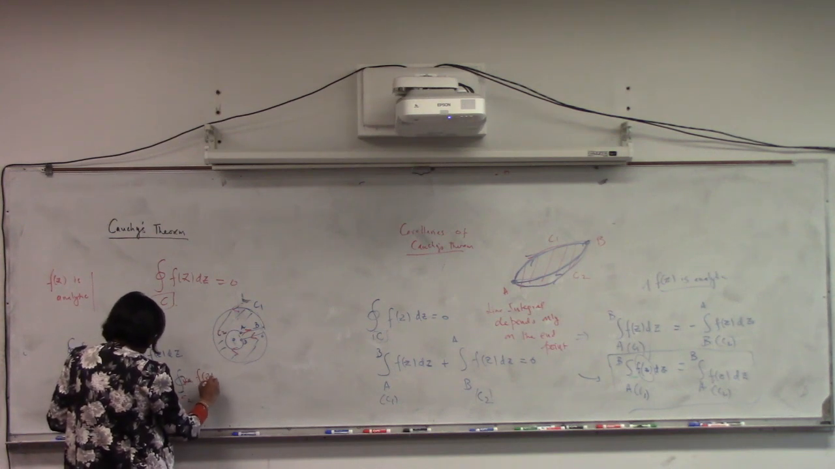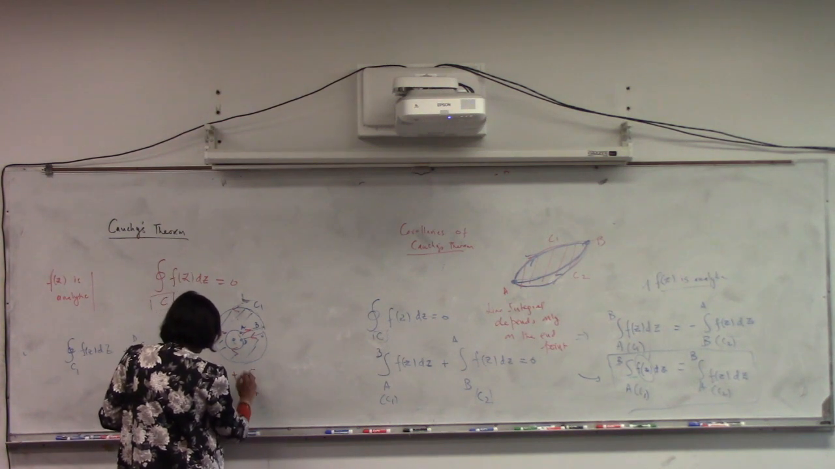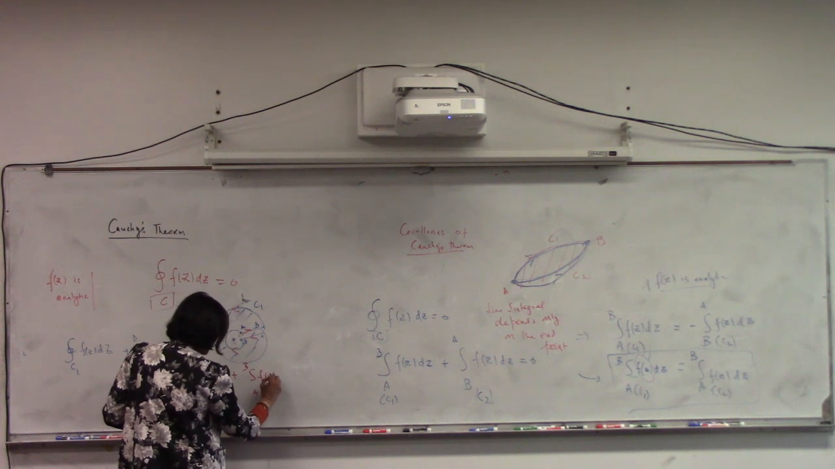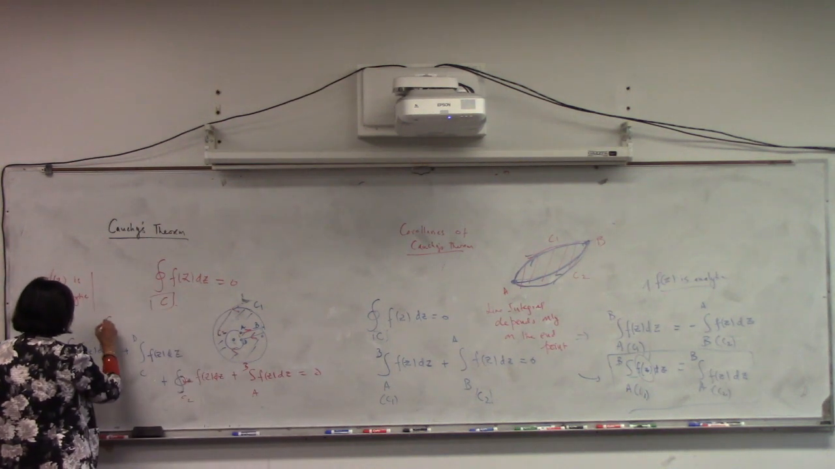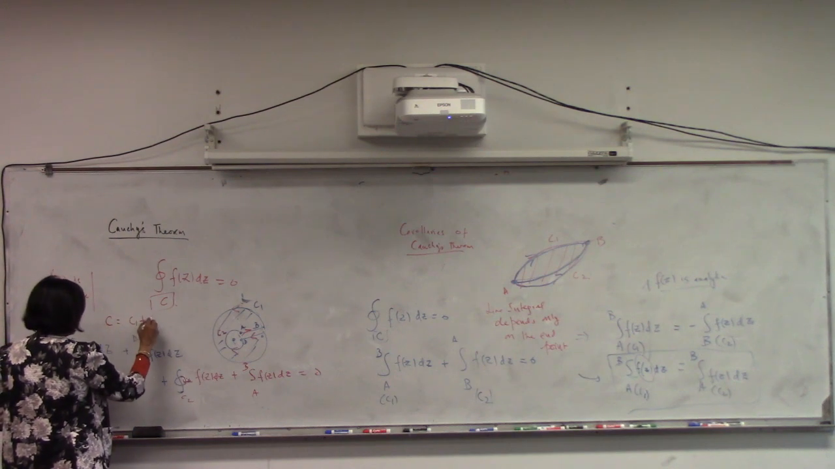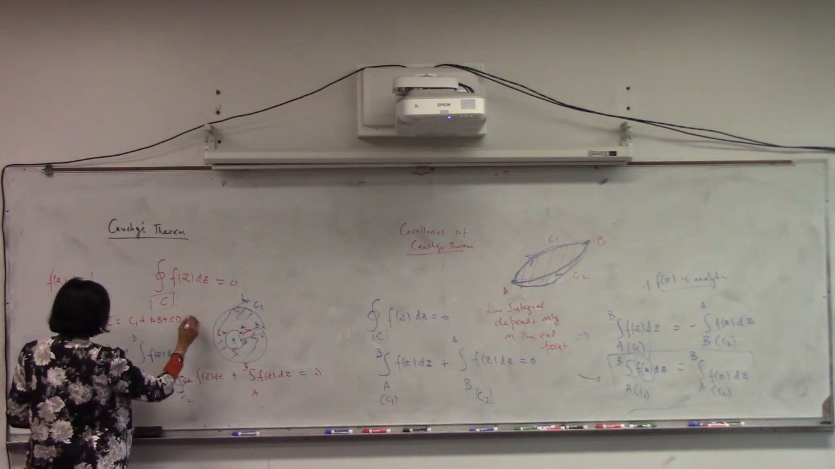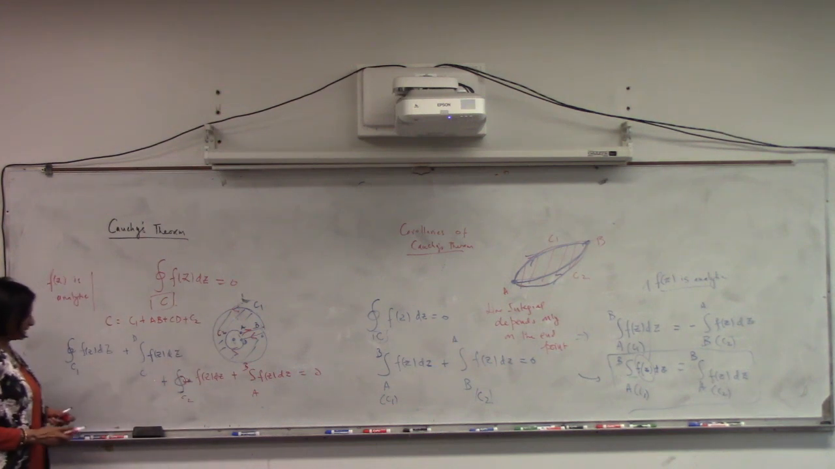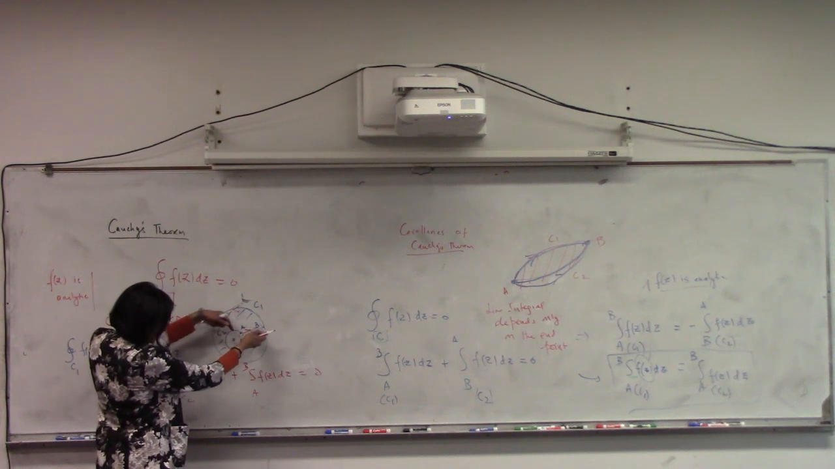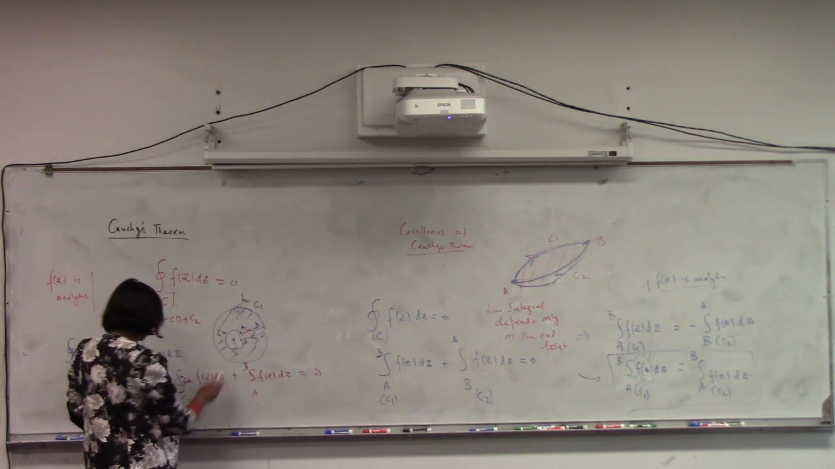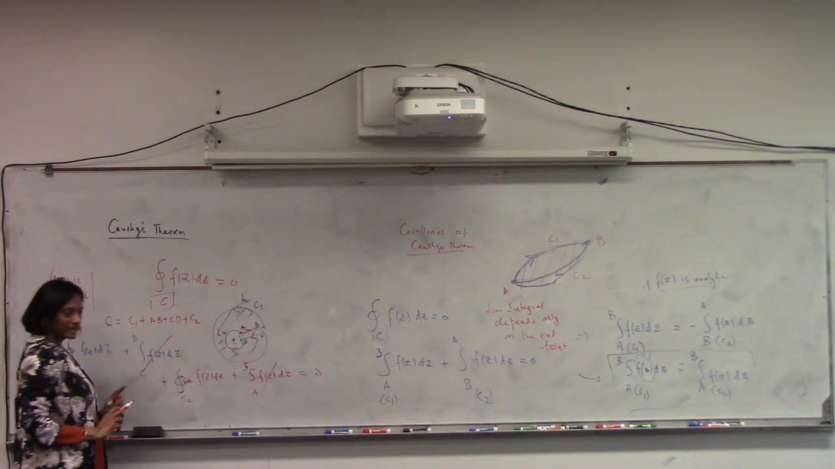The integral of f(z) dz on C1 plus the integral on the slit parts, a to b and back, equals 0. So my C here has several components: C1, A, B, C, D, and all these parts, I mean C2, all of them. Now, if this slit is small, then these two are in the opposite direction, so they will cancel each other. This and this integral will cancel.